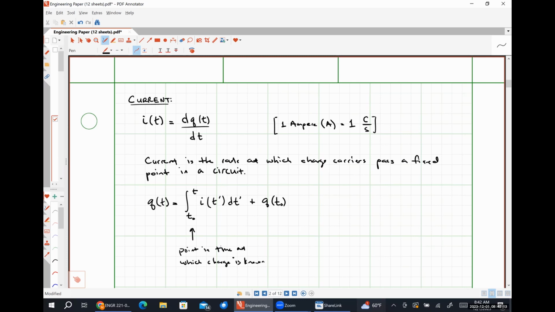I'll usually make it 0, but not always 0. It just depends on what makes the math easier. Okay. T is just a later point in time. T prime, this is just a dummy variable representing time.